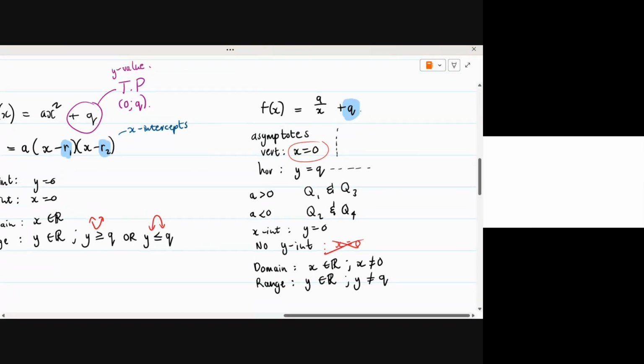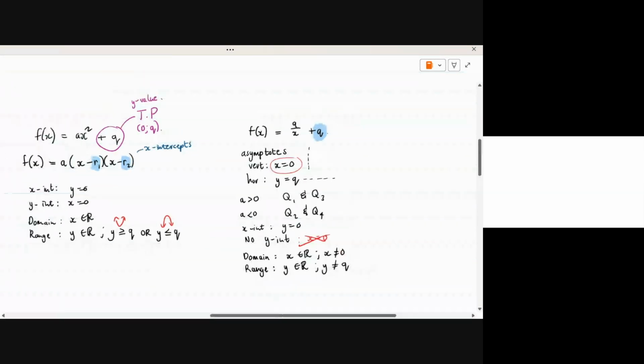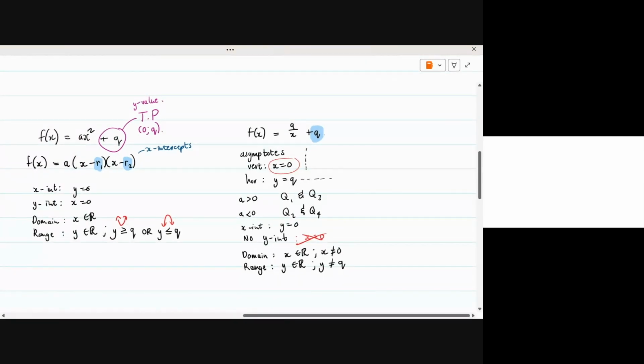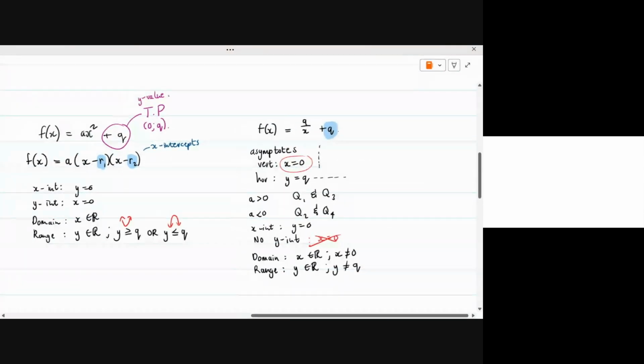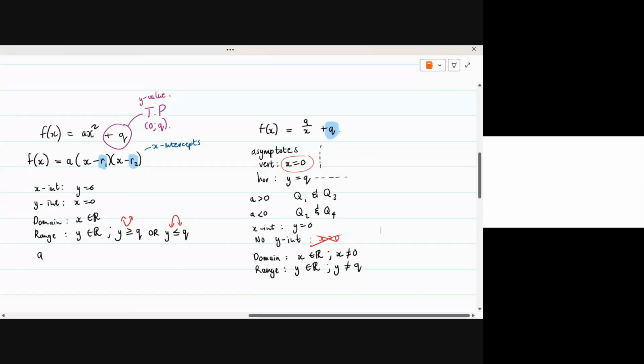Does anybody want to take a screenshot? I'm going to zoom out a little bit. If you need to take a screenshot, take it now. Okay, I'm just going to add in here where a is greater than 0, smiley face graph. Where a is less than 0, frowny face graph. You've got 5 seconds to take a screenshot. 4, 3, 2, 1. All right, we're all good.